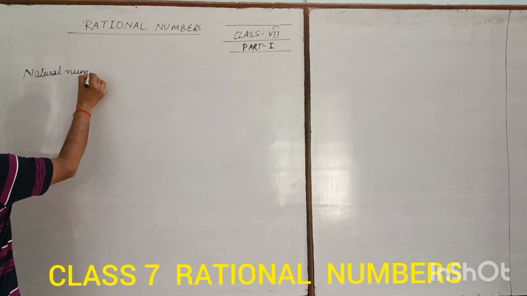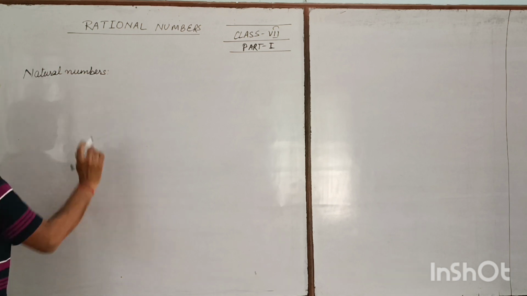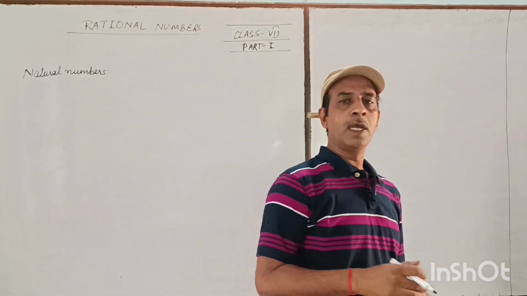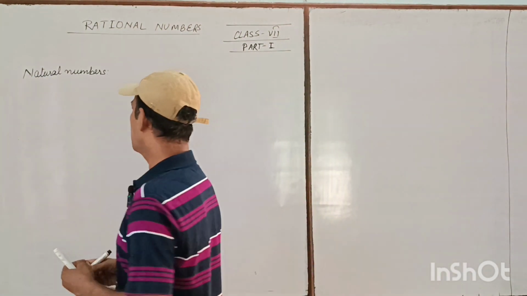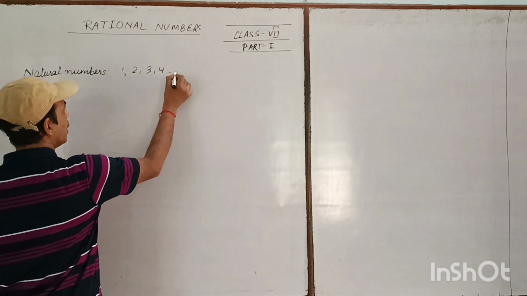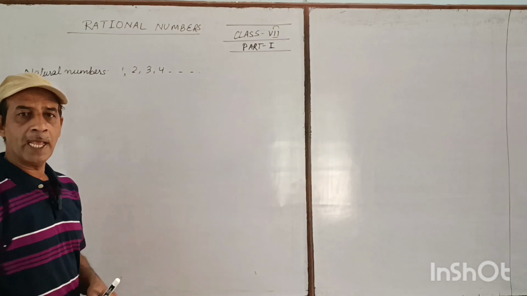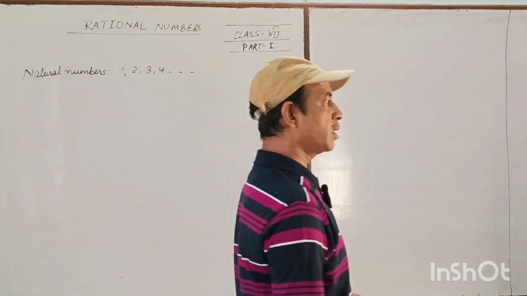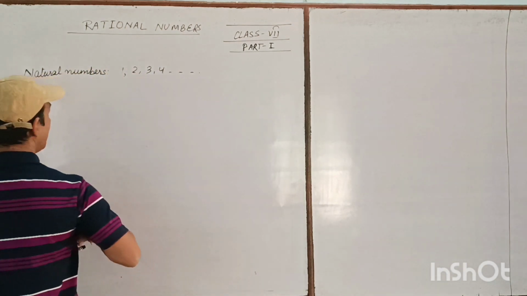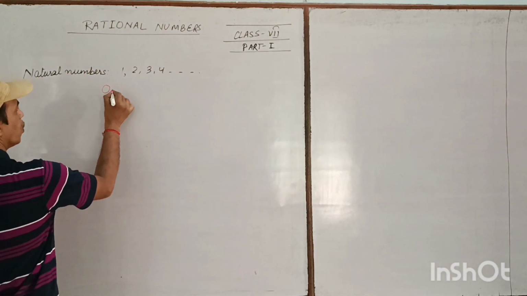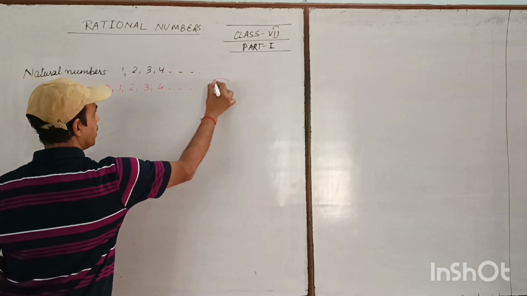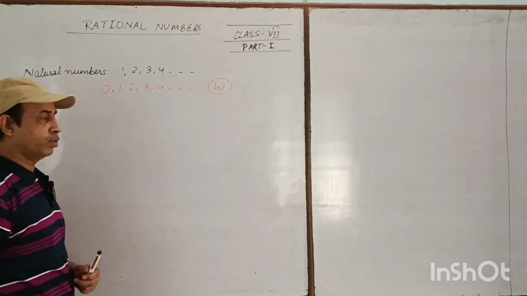Natural numbers. In your vicinity you all know the things, you all used to see the things and you used to count them by using the counting numbers, that is 1, 2, 3, 4 and so on. These are called natural numbers. This thing you must have heard in previous classes. And in this, if you add 0, it becomes whole numbers, which is denoted by W.